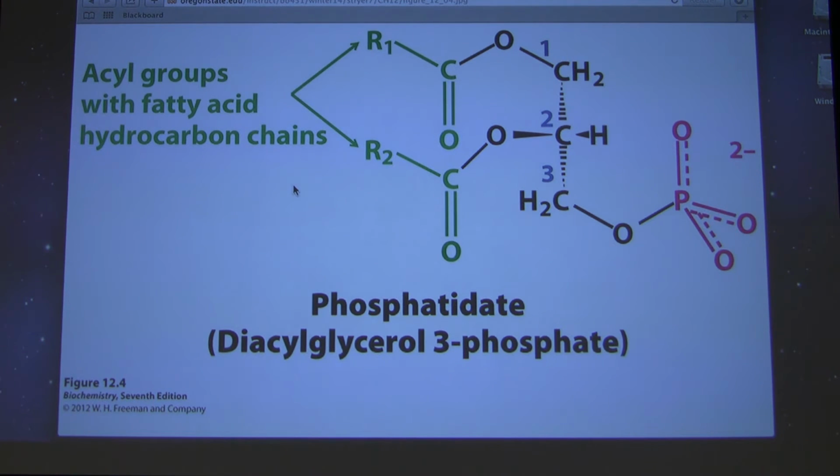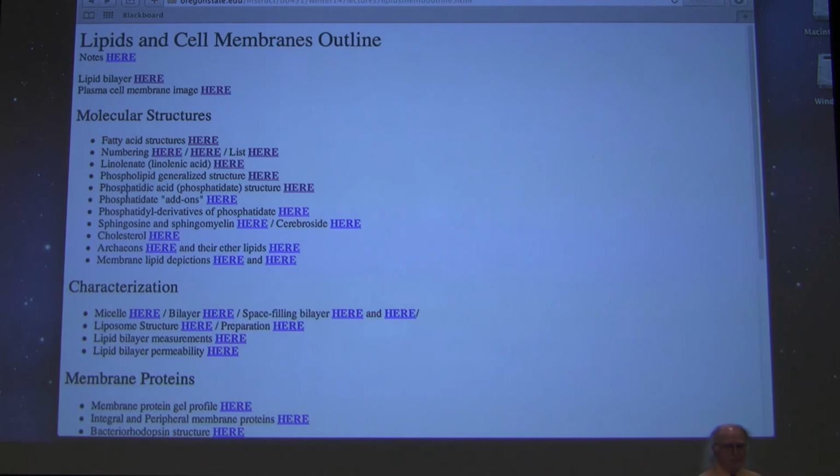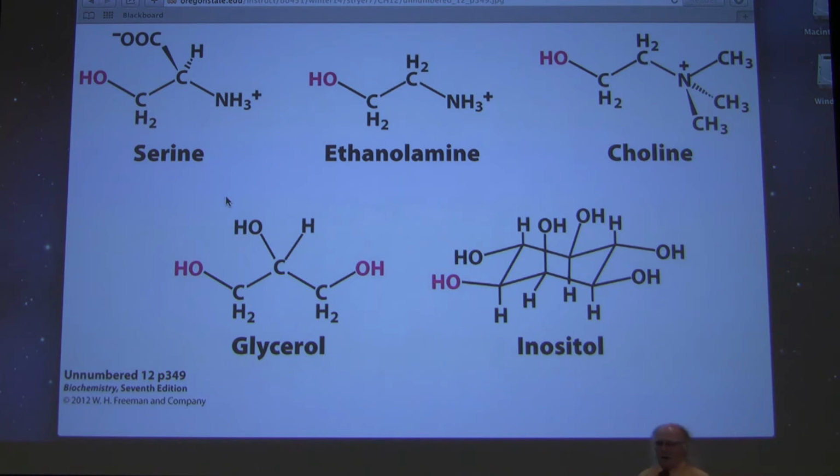Phosphatidic acid, as we will see, is a branch point for the synthesis of glycerophospholipids and also for fats. We'll see how this can be converted into fat later. Now, if I take that phosphate that's on the phosphatidic acid and I attach different things to that phosphate, I create new glycerophospholipids. So let's say, for example, I take and I attach serine to that phosphate on phosphatidic acid.